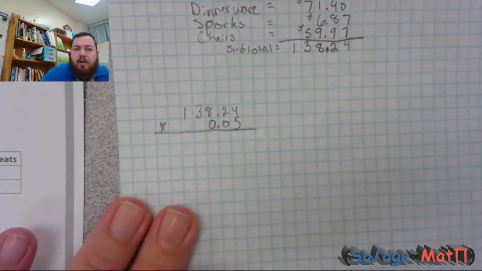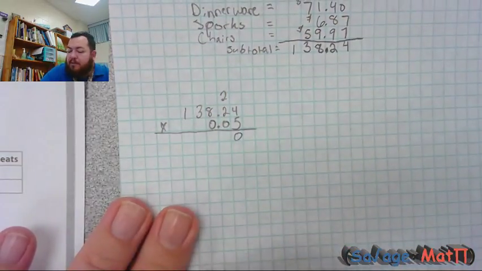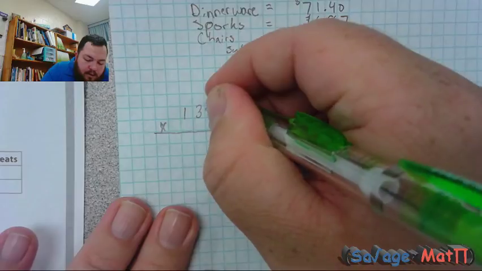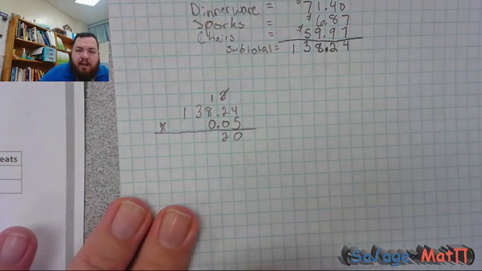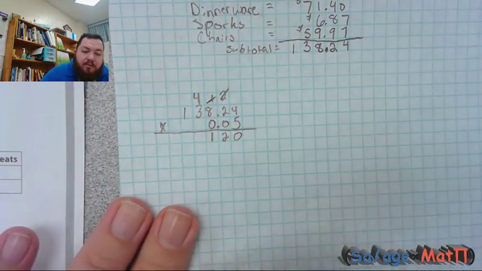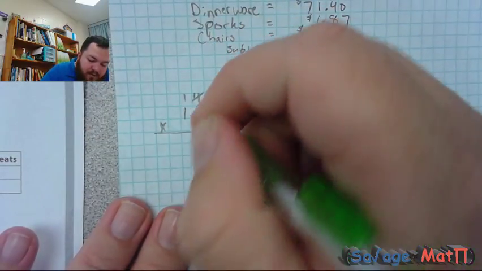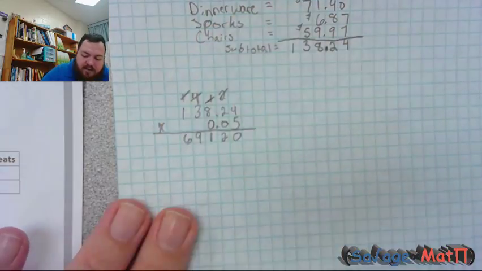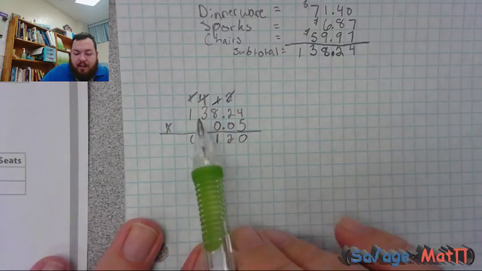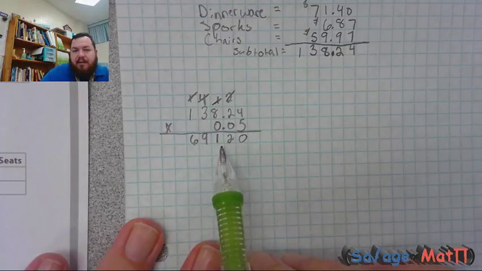5 times 4 is 20. So I'm going to write my 0 here, carry my 2. 5 times 2 is 10, plus 2 is 12. 5 times 8 is 40, plus 1 is 41. I'm going to cross out the 1, carry my 4. 5 times 3 is 15, plus 4 is 19. 5 times 1 is 5, plus 1 is 6. Cross that out. So now I know that if I didn't have any decimals and I did 13,824 times 5, I would get 69,120.